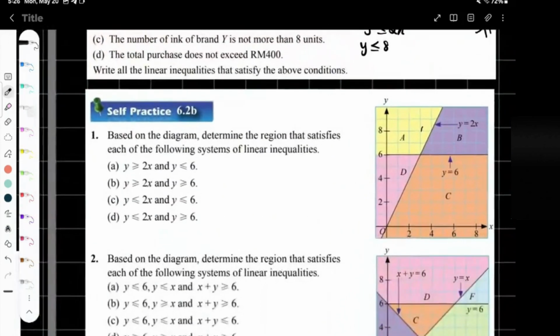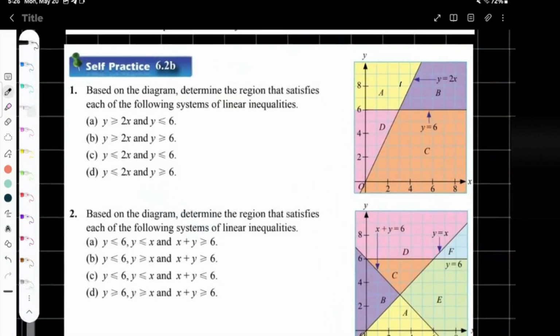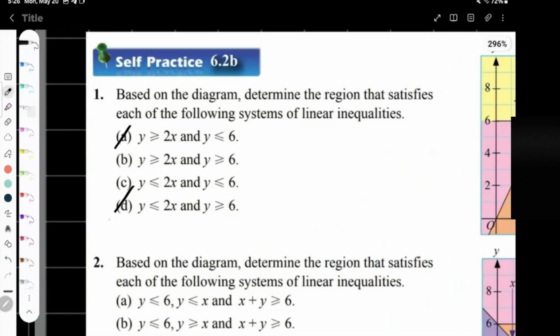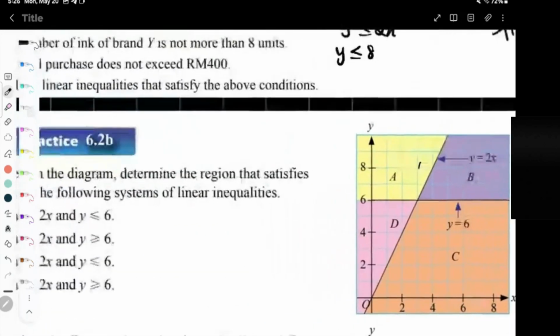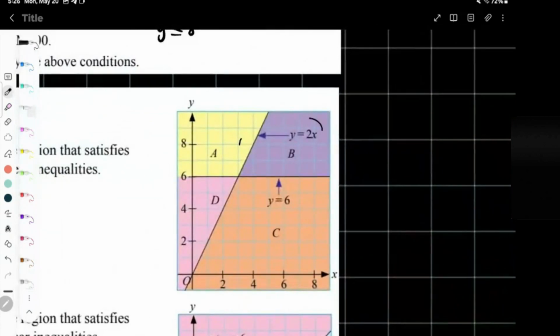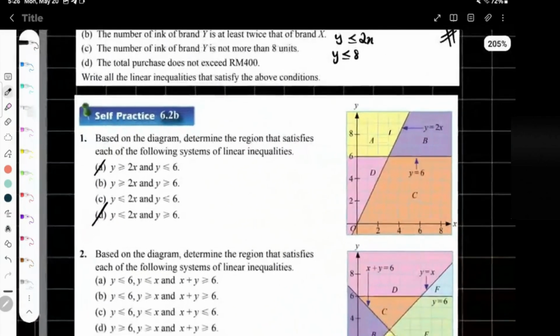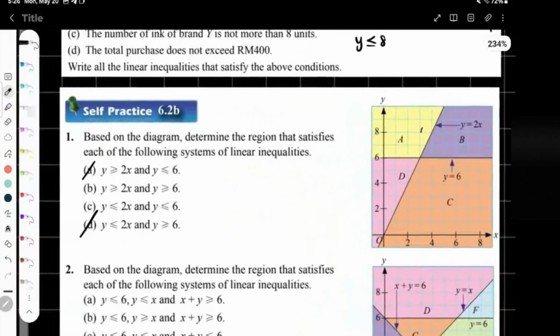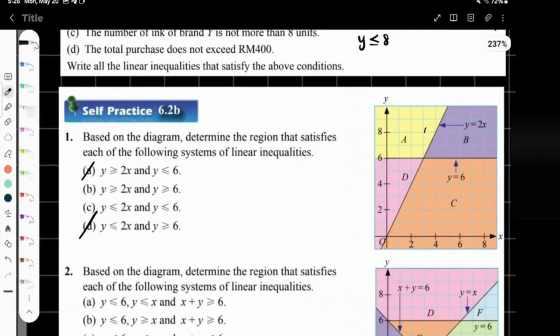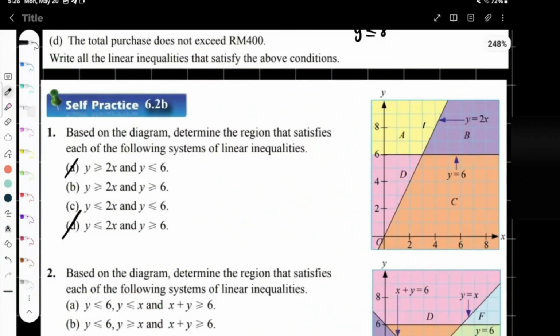Okay. Now, the next one: based on the diagram, determine the region that satisfies each of the following systems of linear inequalities. That's going to go very fast. Let's do one A and D. y is more than or equal to x. This is the equation, and this is the equation, right? Can you see here? Is it blurry? Can you see the small number here, the y equal to x?